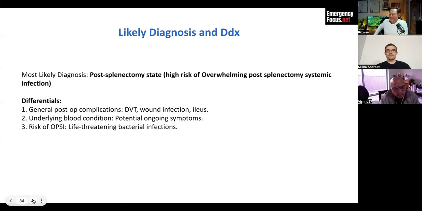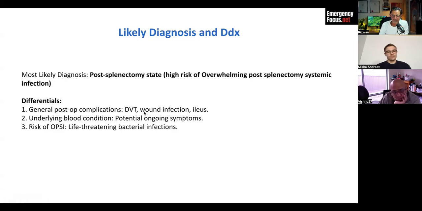Obviously, no prize for guessing this one. This is a post-splenectomy state, the major concern of which is overwhelming post-splenectomy systemic infection, also known as OPSI. Obviously, the patient is not in OPSI right now. He's a post-operative patient, only concerned about some of the short-term and long-term complications. So we need to counsel him not only on immediate post-operative complications, but also long-term complications which could arise because of the lack of a spleen, and what vaccinations he needs to have.